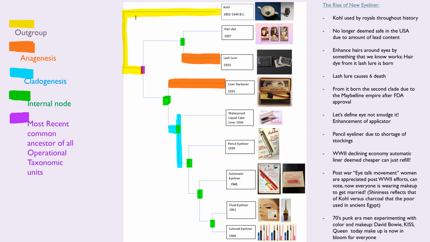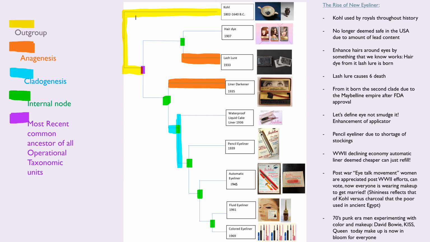In this example, kohl, highlighted in yellow, was used in ancient Egypt to beautify the eye. However, because of its high lead content, it could no longer be used properly. So while it's still used today in some parts of the Middle East, it is very controversial. From kohl, we encounter our first cladogenesis event.